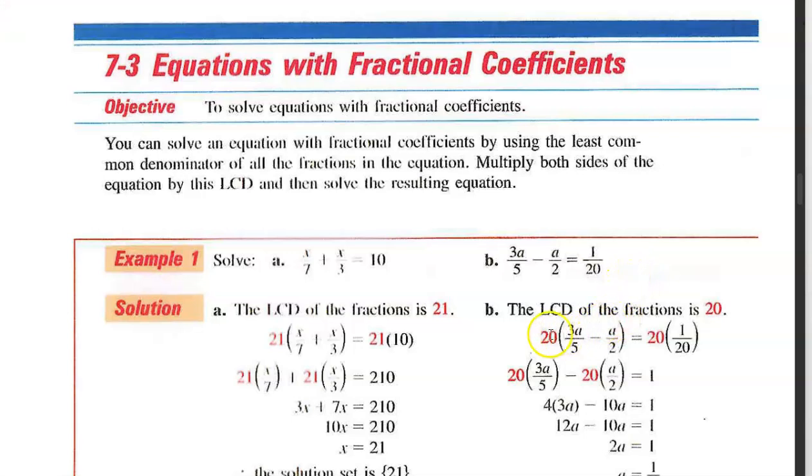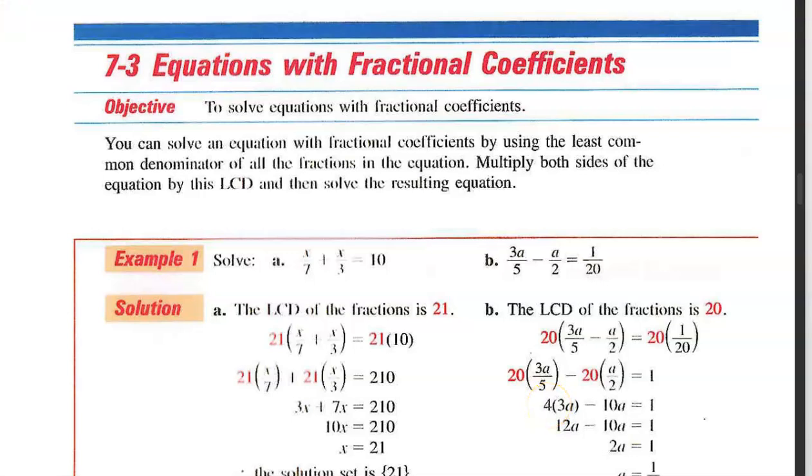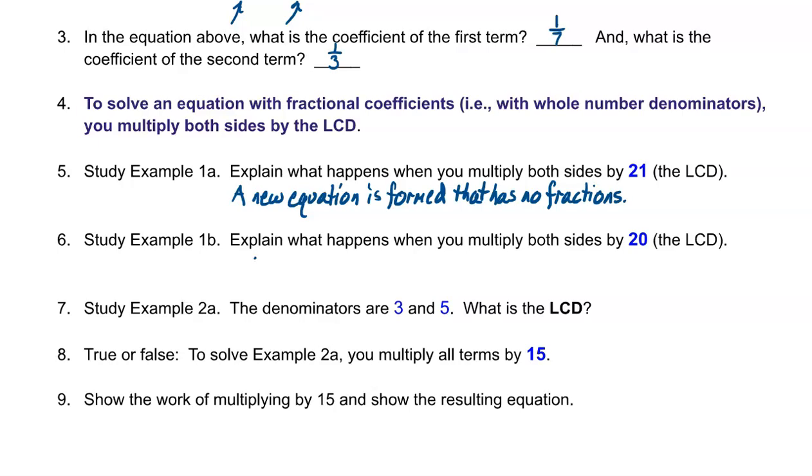Notice that the authors multiplied the left side by 20 and multiplied the right side by 20. And when that was done, an equation is created that has no fractions in it. So in number 6, it's the same answer as the previous. The point of the method is to create a new equation that doesn't have any fractions. Now number 7, look at example 2a.